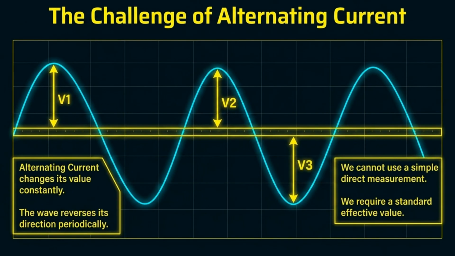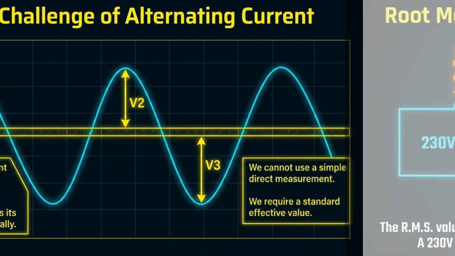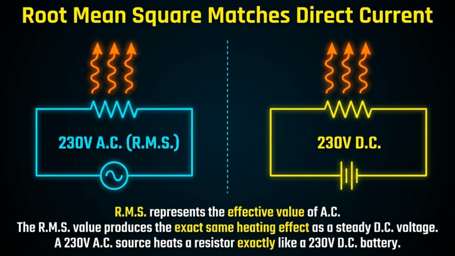Alternating current poses a unique challenge because its value is constantly changing as the wave reverses direction. Because of this, we need a standard effective value rather than simple direct measurements. Enter the root mean square, or RMS value. This represents the effective value of AC, producing the exact same heating effect as an equivalent steady DC voltage.